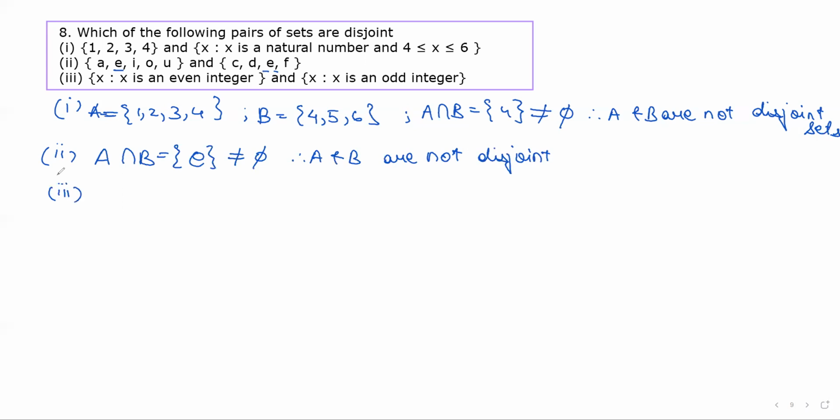A is the set where x is an even integer, and B is the set where x is an odd integer. So A is a set of even integers, B is a set of odd integers. Now we know that no even integer can be an odd integer. So no element from A or B will be common. There is no integer which can be called both even and odd. So since nothing is common, we can easily say that A intersection B will be phi. If this is phi, then A and B are disjoint sets.